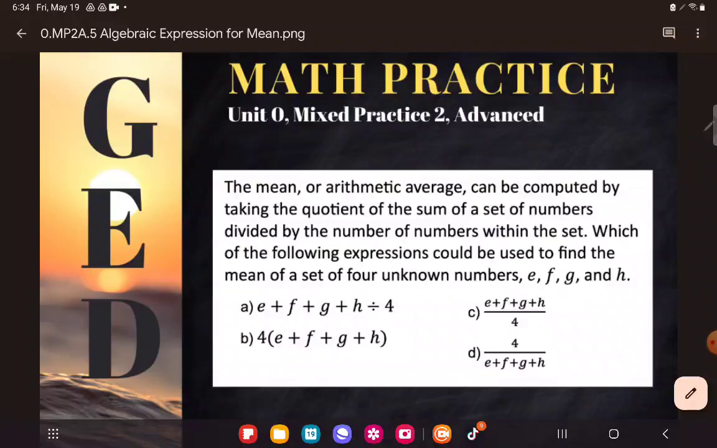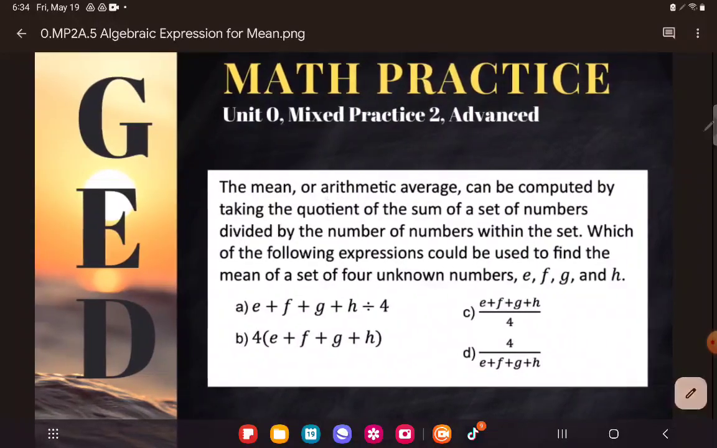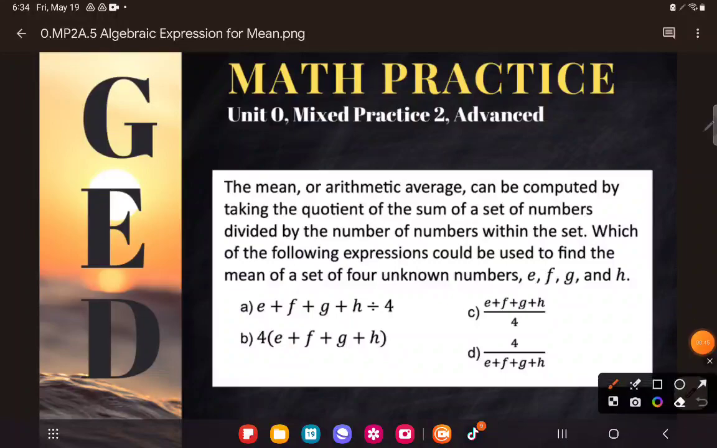Okay, so the mean or arithmetic average can be computed by taking the, look, there's our vocab word, the quotient. What is a quotient? It's an answer when you divide. We are going to divide something, okay? We're going to take the quotient of the sum of a set of numbers. We're going to divide the sum by the number of numbers. The sum of some numbers divided by the number of those numbers within the set.